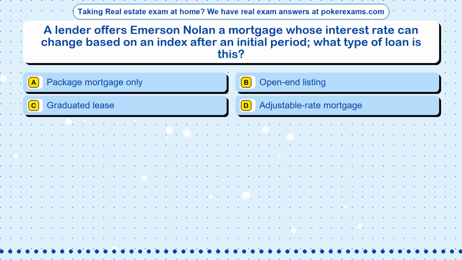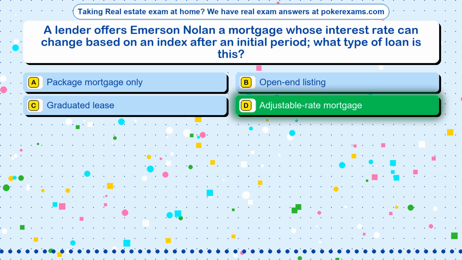Question 56. A lender offers Emerson Nolan a mortgage whose interest rate can change based on an index after an initial period. What type of loan is this? Option A. Package mortgage only. Option B. Open-end listing. Option C. Graduated lease. Option D. Adjustable rate mortgage.